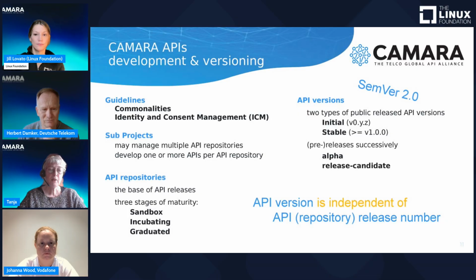So the API repositories are given a stage of maturity so that you can know what you're working with. They can be in a sandbox stage, in an incubating stage, or in a graduated stage, which is where the really stable APIs will be. Today, we don't yet have any graduated APIs, but we should be nearing that in some of the future meta releases.